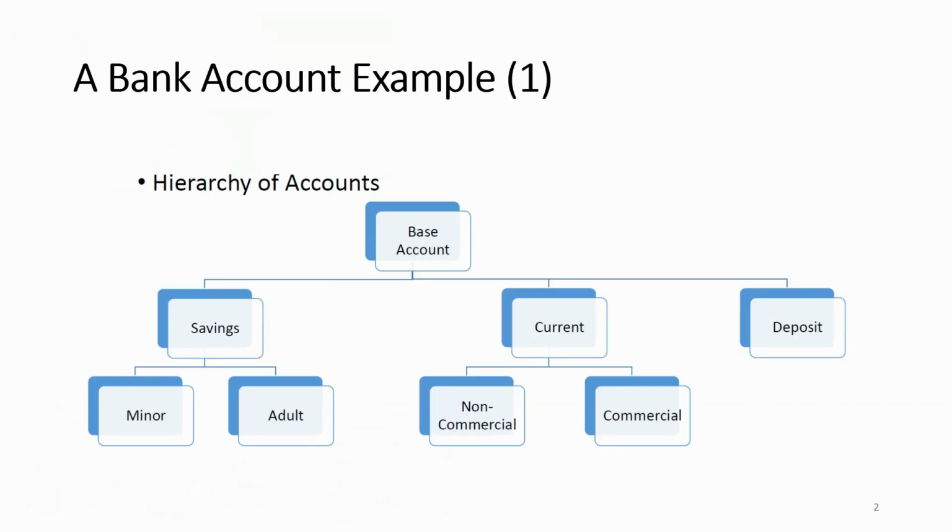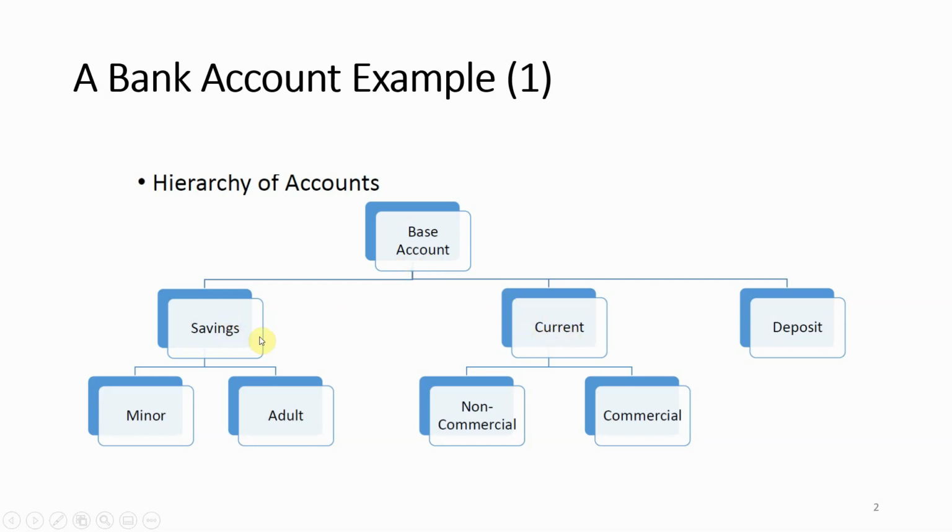So let's look at an example. I took this example from lectures from IIT University. It's a bank account example. You can have a bank account, but let's say you can have different kinds of bank account. Let's assume you can have a savings bank account, a deposit bank account, or a checking bank account, right?